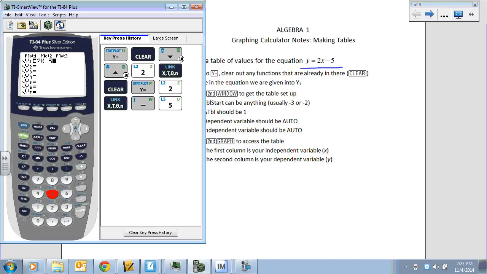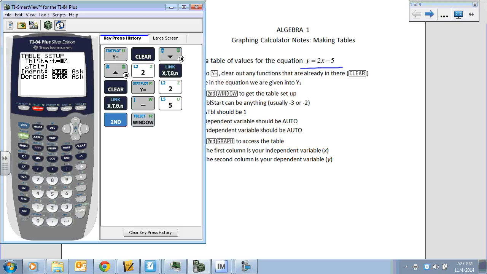Ladies and gentlemen, we want to make sure that we can look at a table of values because that's actually what we want to have today. We're going to practice making tables because tomorrow you're going to have to read tables. I'm going to show you what they look like. So you're going to hit second and then window because notice above the window key it says TBLSET, table set.